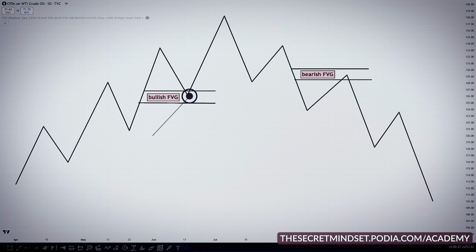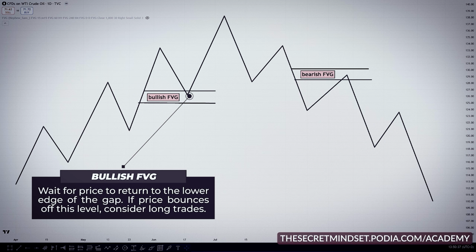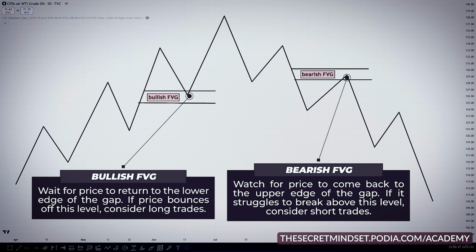So for a bullish setup, wait for price to return to the lower edge of the gap. If price bounces off this level, it could signal a good entry point for a long trade. For a bearish setup, watch for price to come back to the upper edge of the gap. If it struggles to break above this level, it might be a good spot to enter a short trade.